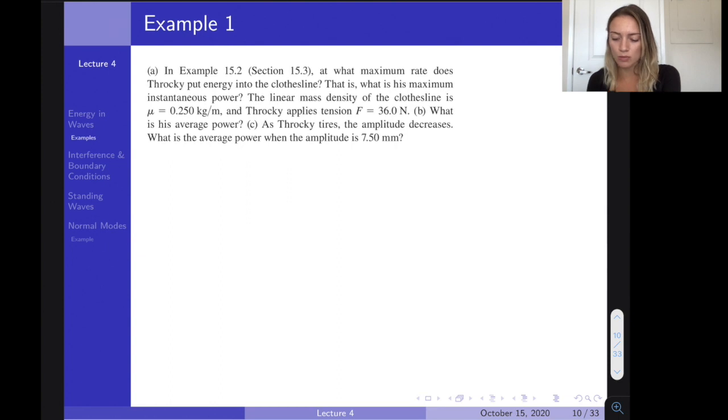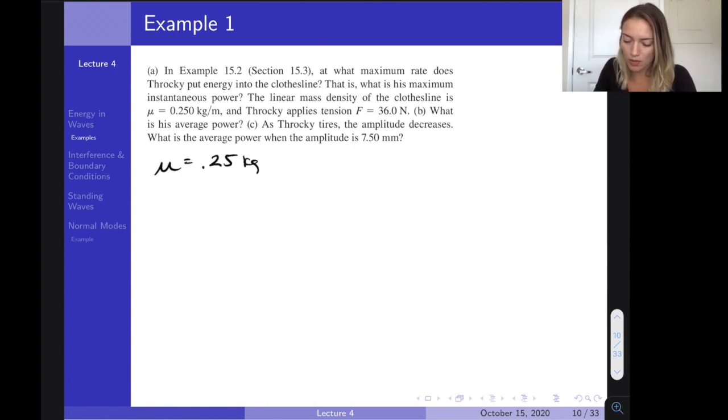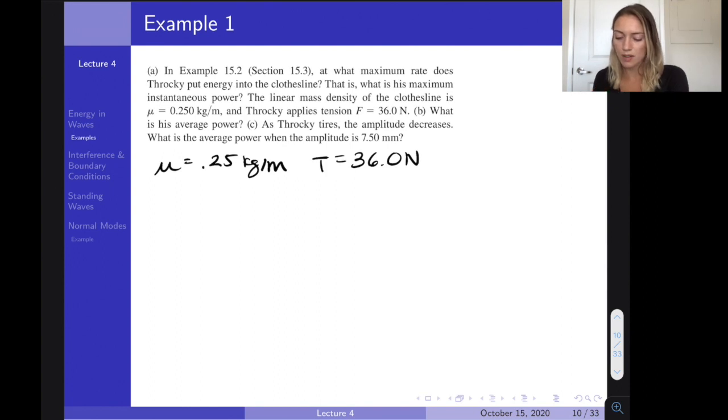At what maximum rate does Throcky put energy into the clothesline? What is his maximum instantaneous power? Okay, so first of all, the linear mass density of the clothesline is 0.25 kilograms per meter, and the tension is 36 newtons. So we want to find the maximum instantaneous power.